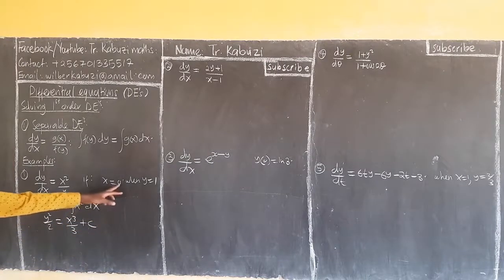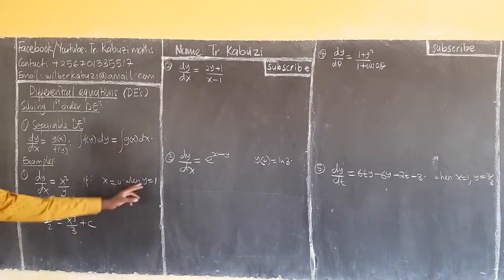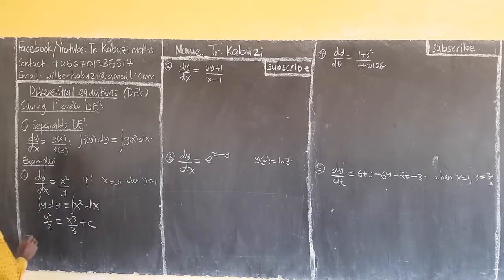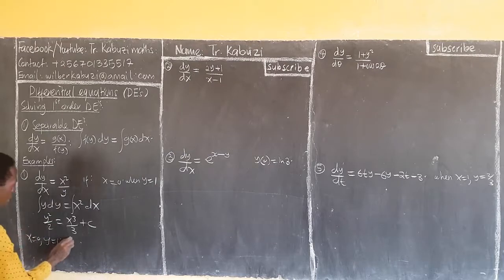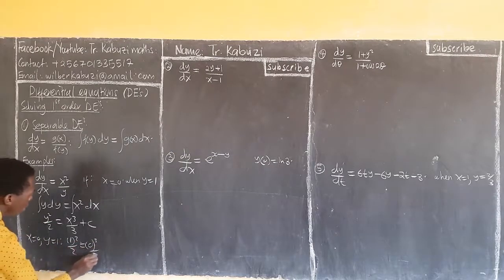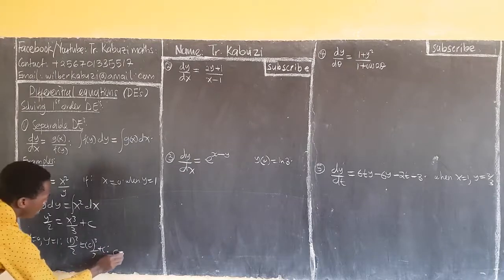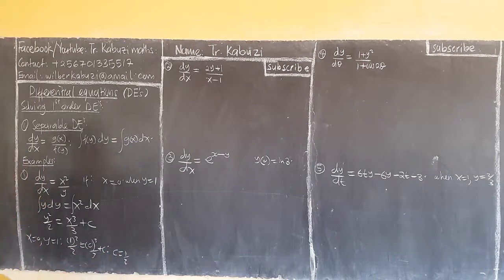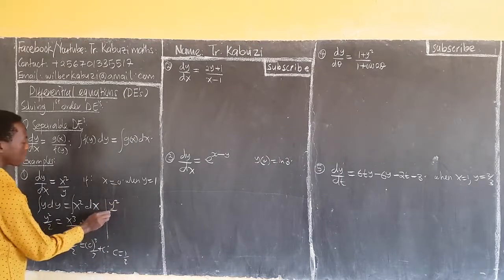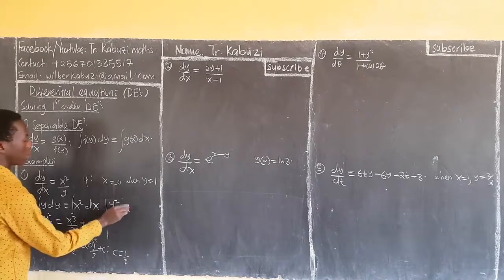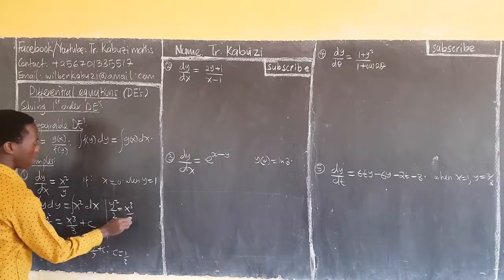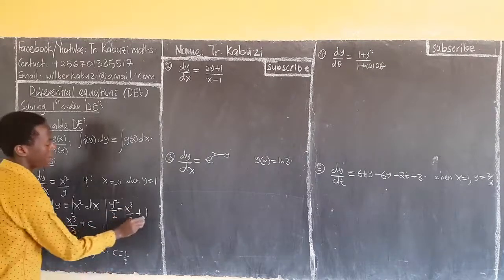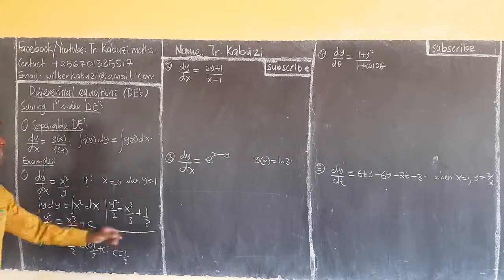But we have the initial condition that when x is 0, y is 1. So now that nicely becomes a half from here, and therefore I write this equation as this, then plus my arbitrary constant. Now this is what we call a particular solution.